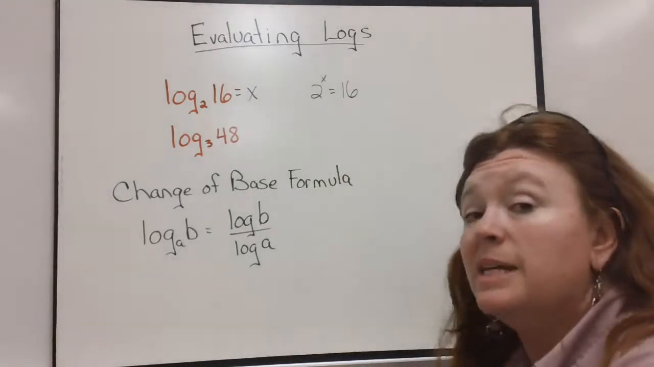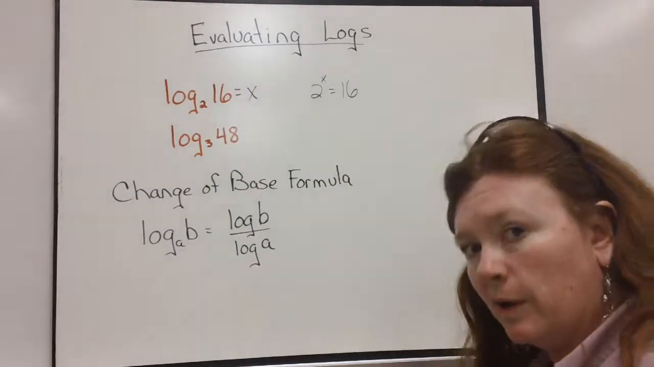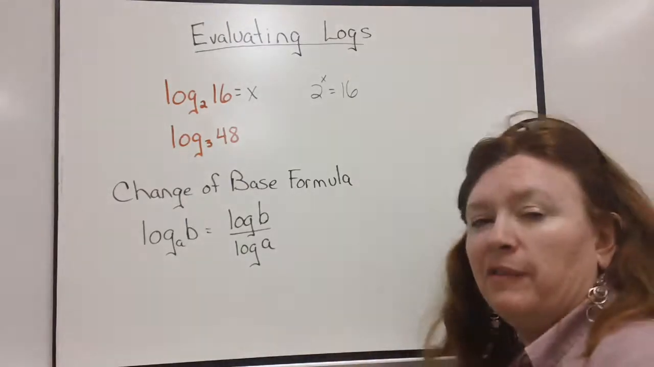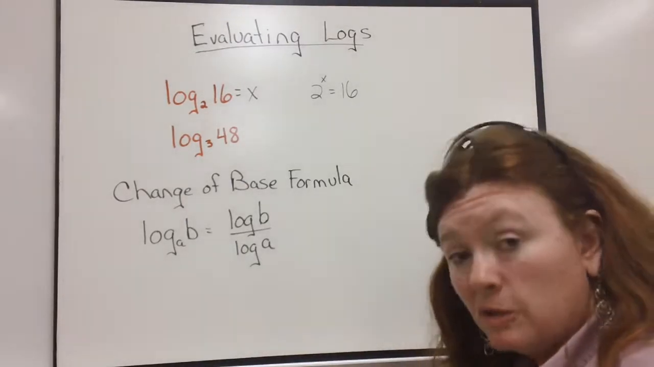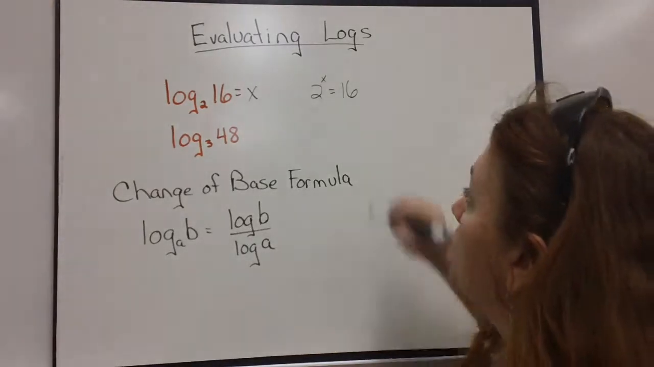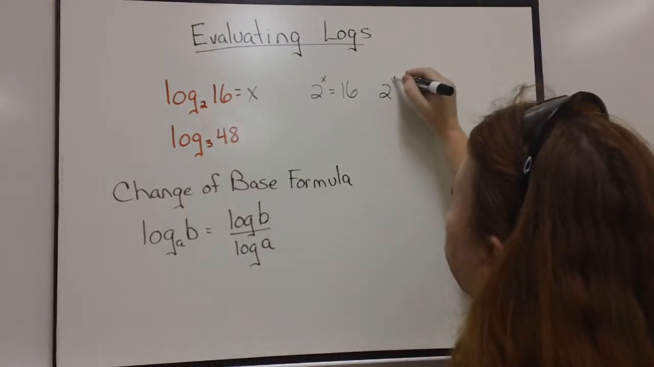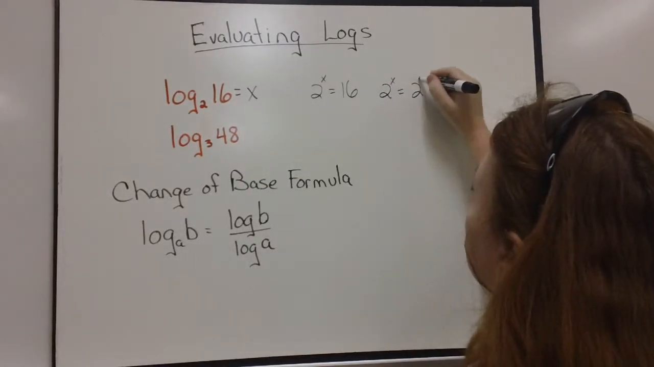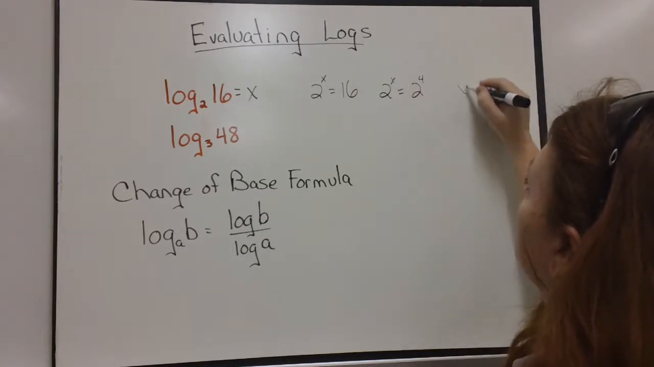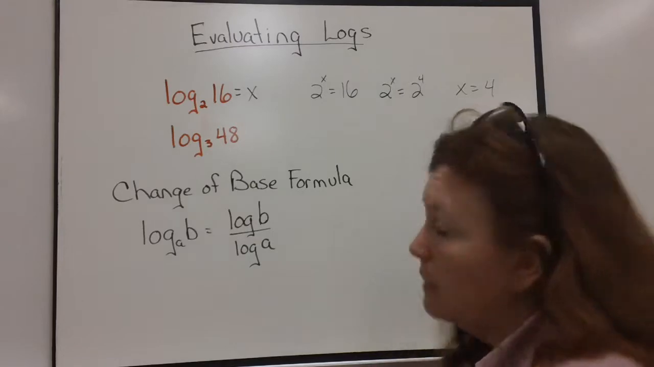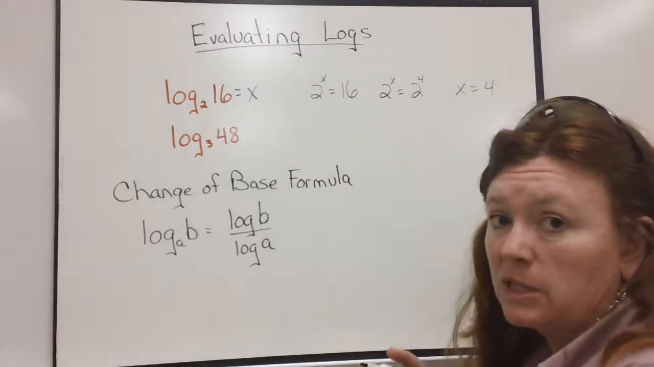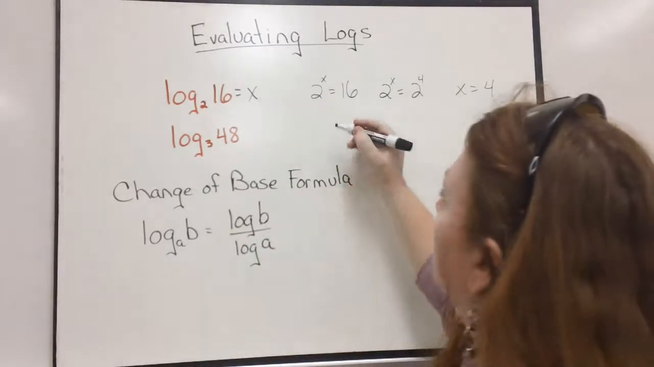Well, you could take a calculator, if you don't know it off the top of your head, and figure it out. 2 to the first, 2 to the second, 2 to the third, 2 to the fourth. 2 to the fourth is equal to 16. So x is 4. We could figure it out. Some of these are nice where you could figure them out. But look at the next one.